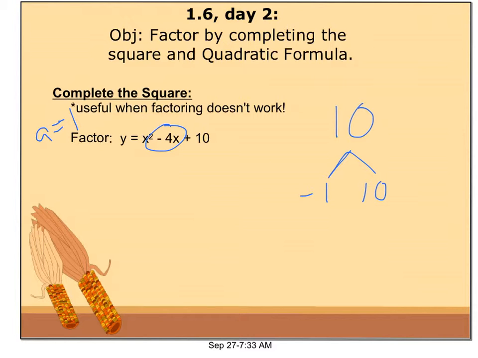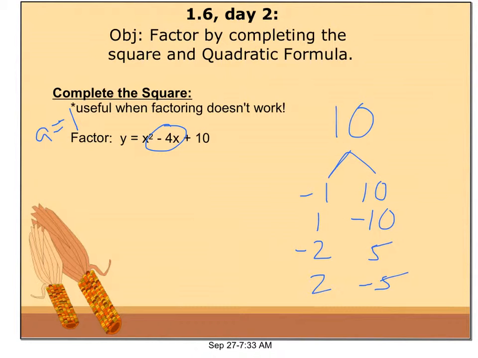Okay, those don't add up to negative 4. Those don't. Those don't. And those don't. It's got 4 different sets of factors, none of them do the job as far as adding up to negative 4.